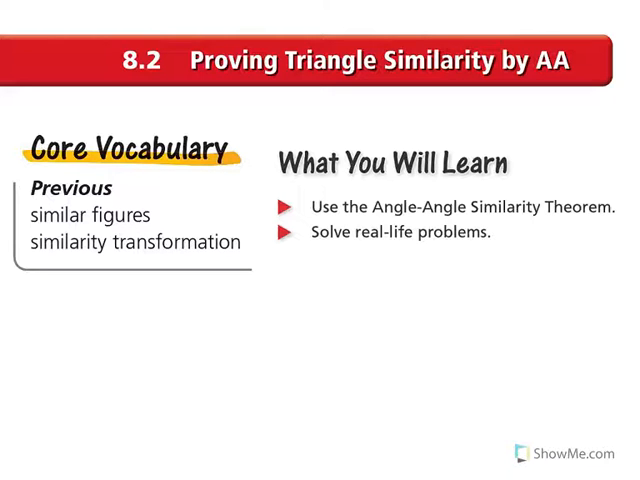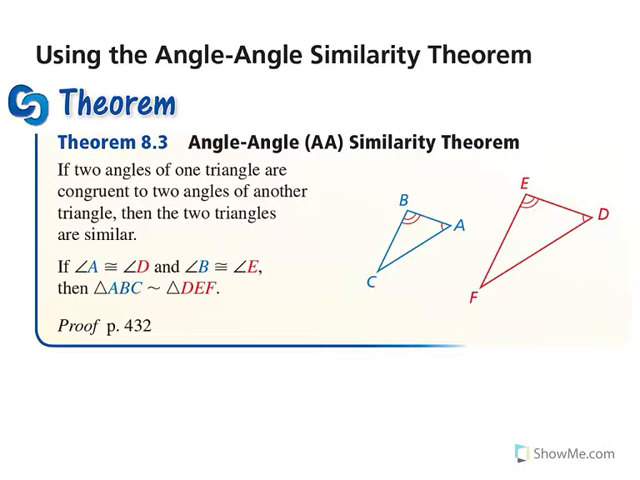sounds like when we talked about congruent triangles, the minimum information that we needed in order to prove they were congruent. Now we have a minimum amount of information we need in order to prove that the triangles are going to be similar to each other. The angle-angle similarity theorem tells us if two angles of one triangle are congruent to two angles of another triangle, then the two triangles are going to be similar.